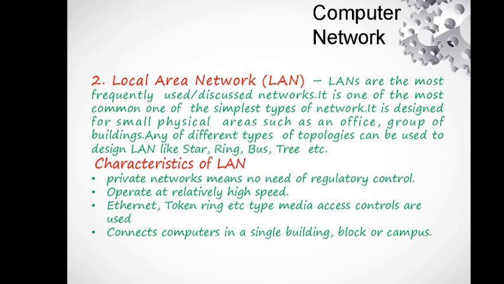What are the different characteristics of a LAN? It is a private network, meaning no need of regulatory control, and operates at a relatively high speed. The speed of transfer of data in a LAN is very high. Different media access control is used in this, like Ethernet, token, and it connects the computers in a single building block or campus.